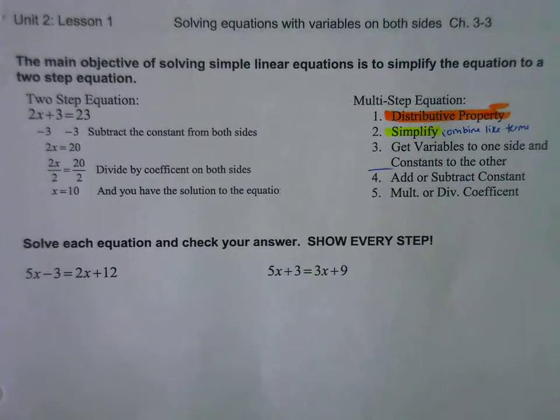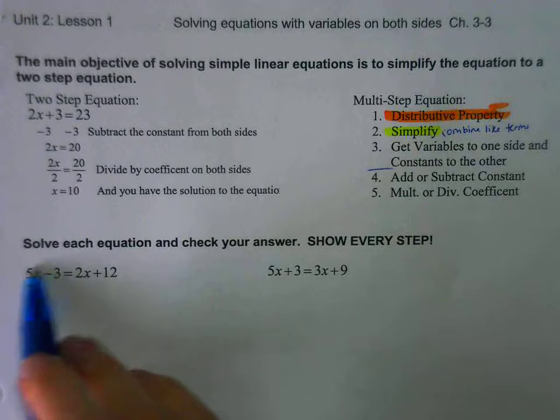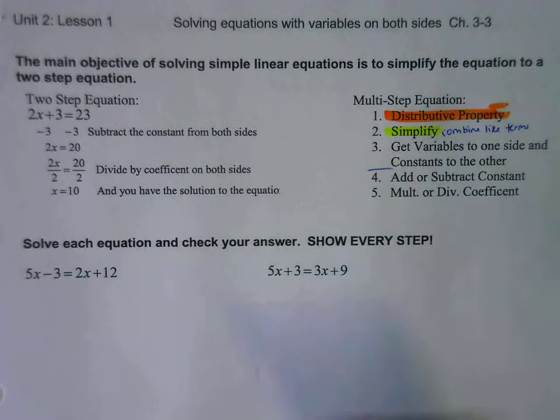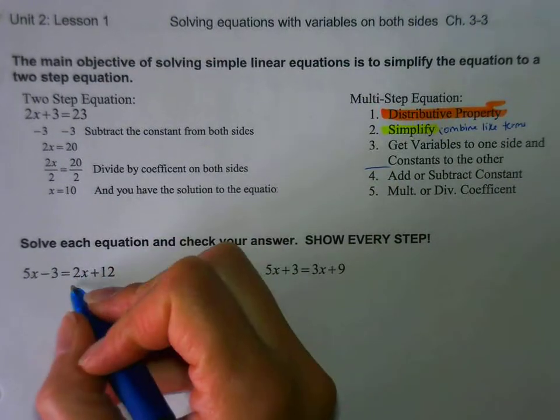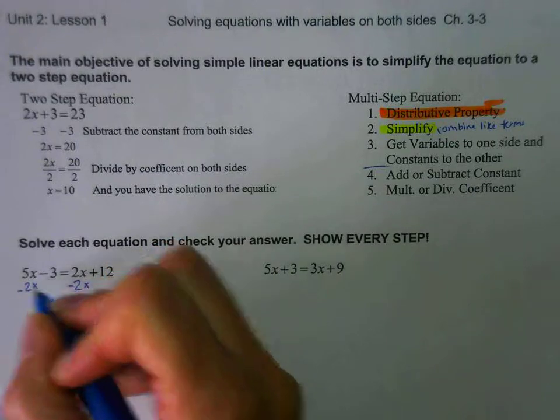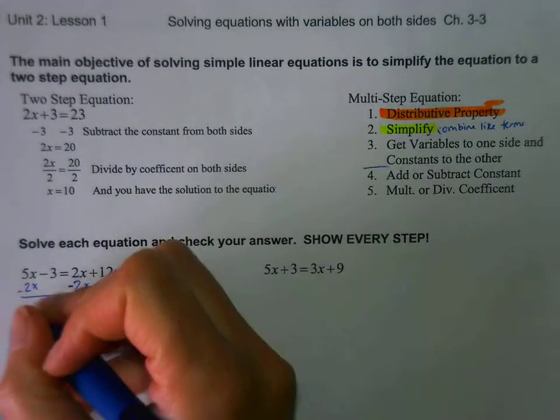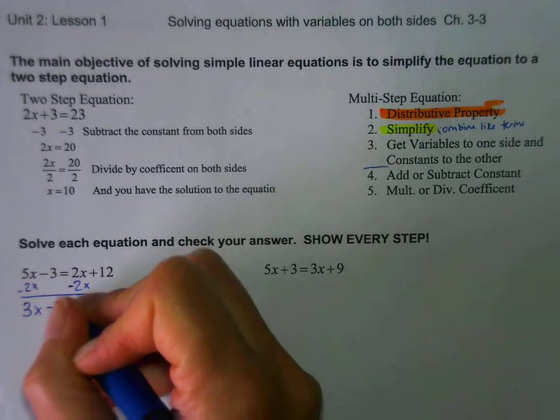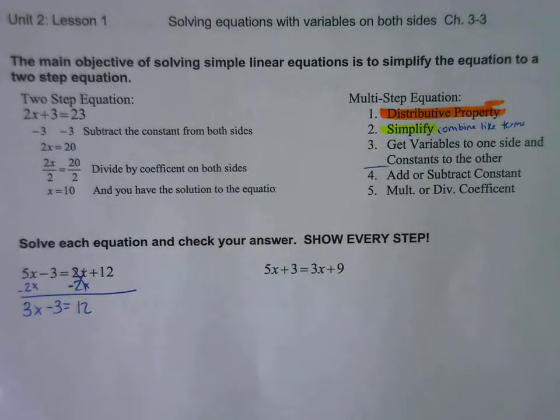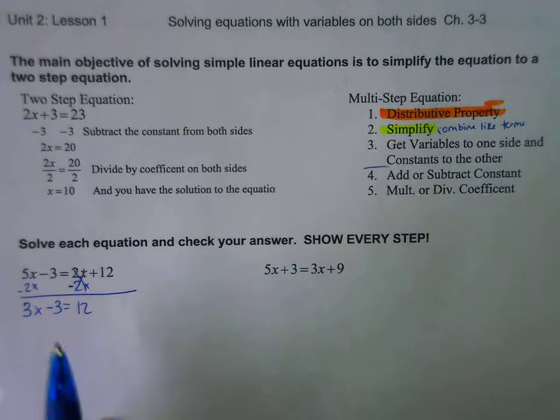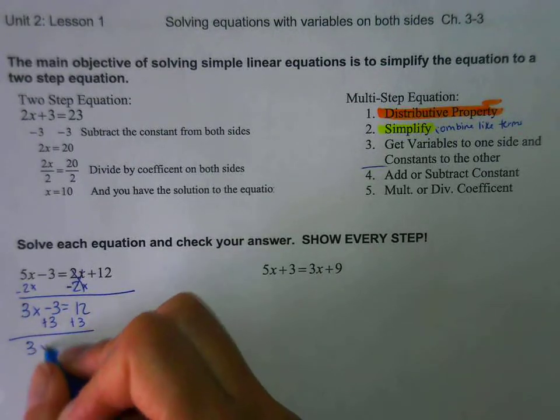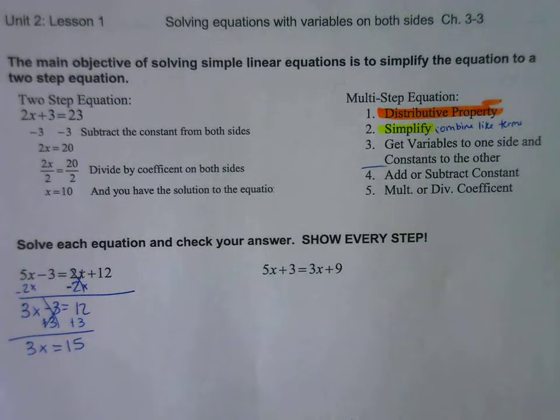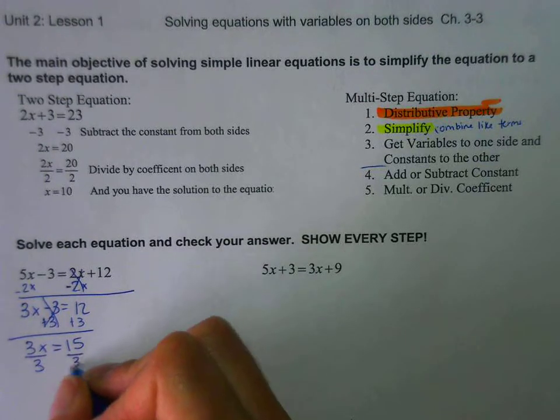So let's take a look at this first problem. I have nothing to distribute. There are no like terms on my left side, no like terms on my right side. So now I'm going to get my variables together on one side. I'm going to take the positive 2x and subtract 2x from both sides. So 5x minus 2x is 3x. I'm left with the minus 3 equals 12. So now we're down to a two-step equation. I'm going to take my minus 3 and add 3 to both sides. So 3x equals 15. And my last step is to divide both sides by 3.